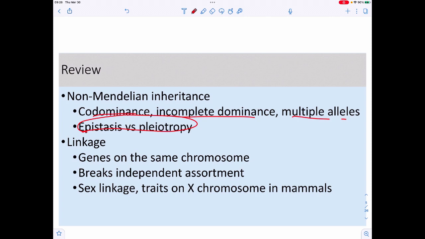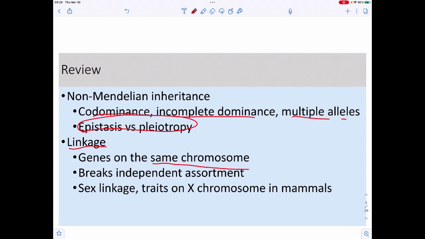We also examined the concept of linkage, and that is genes are on the exact same chromosomes, and the result of that is independent assortment does not happen. And we can use recombination frequencies to say that, hey, look, they're different, or to determine that, oh, look, they actually are linked together or not.